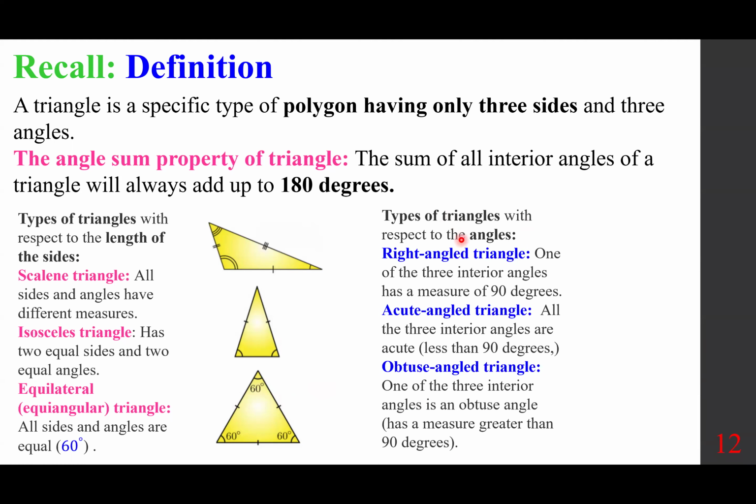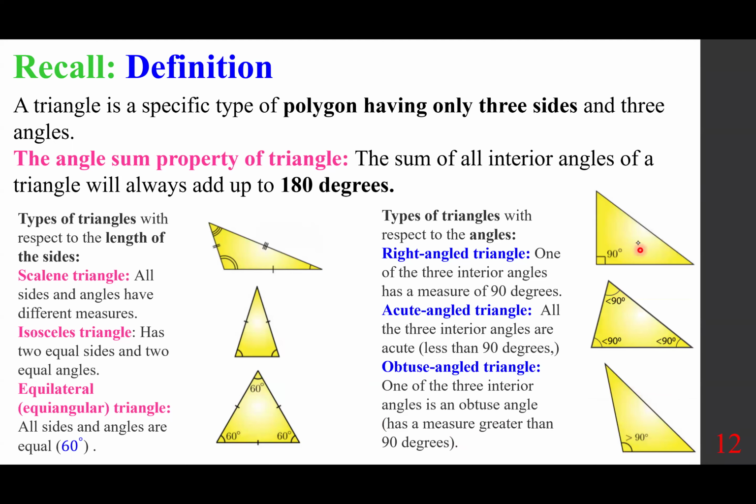Now, types of triangles with respect to the angles. Right angle triangle, one of the 3 interior angles has a measure of 90 degrees. Acute angle triangle, all the 3 interior angles are acute, that means less than 90 degrees. Obtuse angle triangle, one of the 3 interior angles is an obtuse angle, has a measure greater than 90 degrees. For example, this is a 90 degree for a right triangle. This one, each and every one of them is less than 90 degrees. This one of them is larger than 90 degrees.